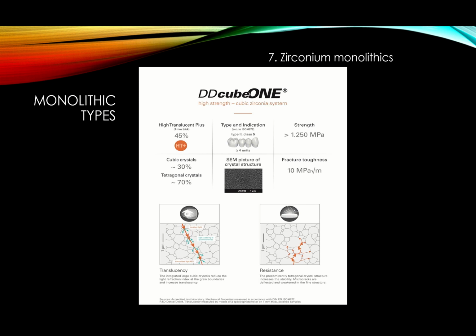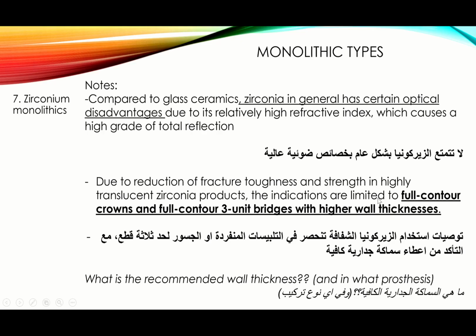Now, for example, look at this. This company is a German company, DD Dental Direct. They manufacture zirconia blocks. They call it the high strength cubic zirconia system. They illustrated that they have 30% cubic crystals and 70% tetragonal crystals, and they have a very strong zirconia. Now we're going to discuss this in detail, but let's proceed with our zirconia specifications.